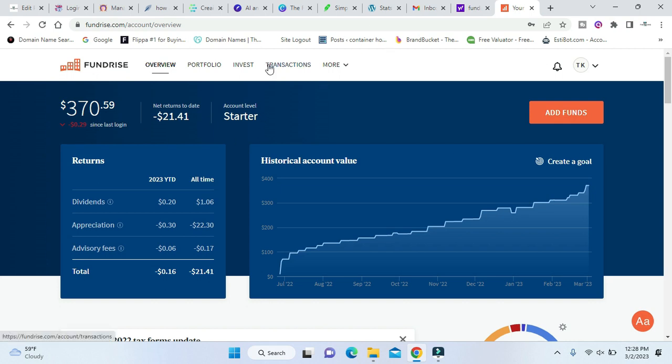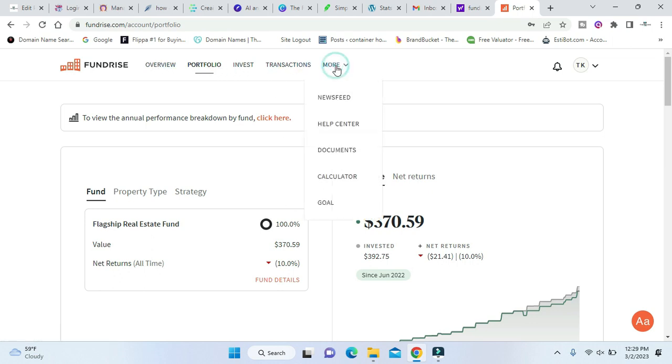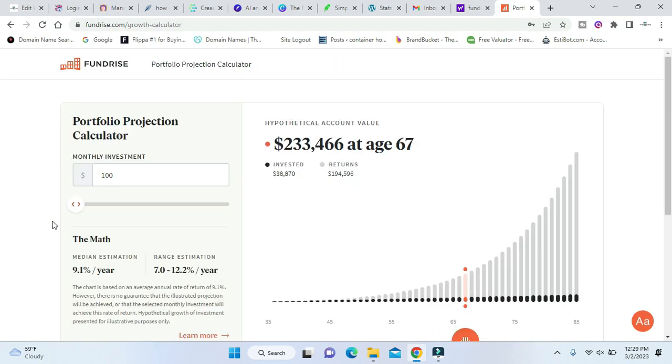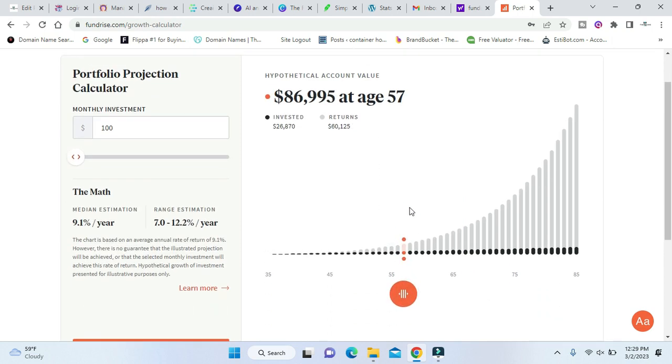I'm going to get there as soon as I can. This is my portfolio, and you see what I'm investing in, and it'll tell you everything you're investing in. And I also love the calculator, because this is big time. I always use 59, because that's the year you take out your 401k and stuff like that.